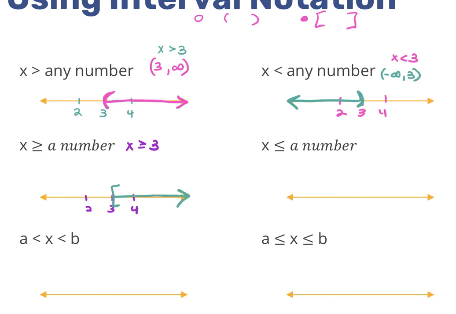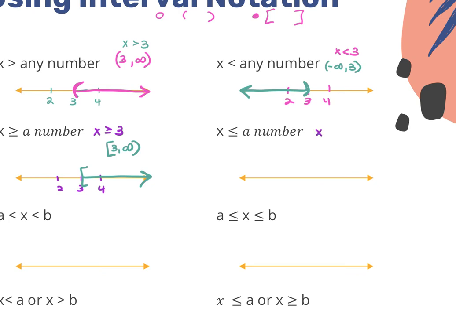Greater than points to the right. And then my interval notation mirrors that: bracket on the 3, pointing to the right. If it's less than or equal to a number, it's going to get a bracket, but less than points left. And my interval notation is negative infinity to 3 with a bracket on the 3. So those are going to be your normal single inequality statements.